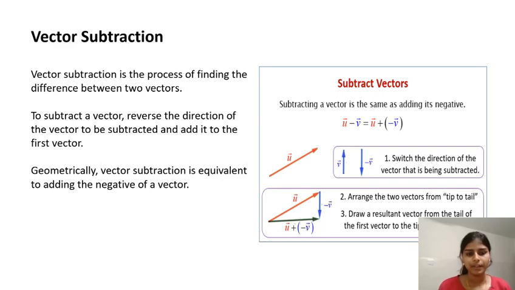And vector subtraction. Vector subtraction is a process of finding the difference between two vectors. To subtract a vector, reverse the direction of the vector to be subtracted and add it to the first vector. Geometrically, vector subtraction is equivalent to adding the negative of a vector.